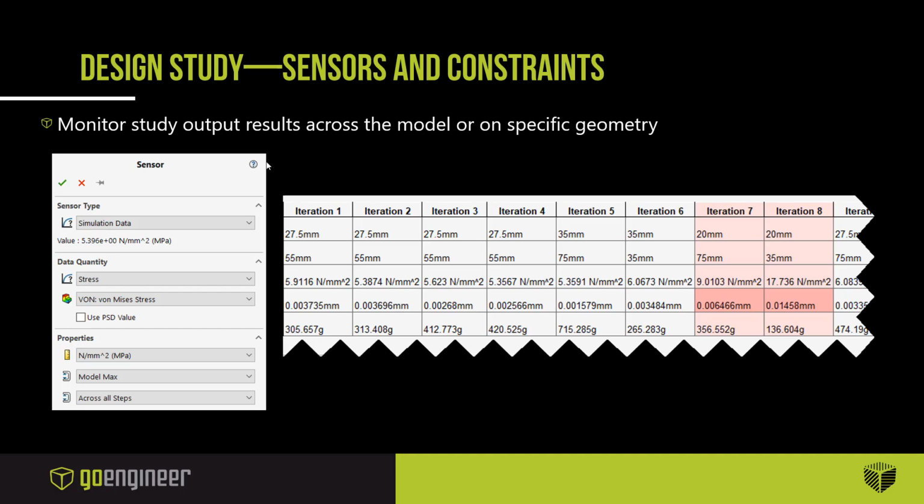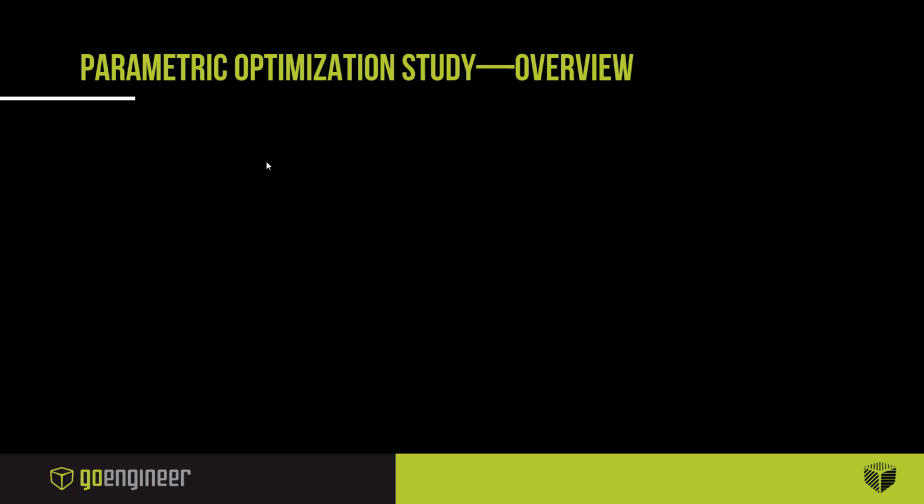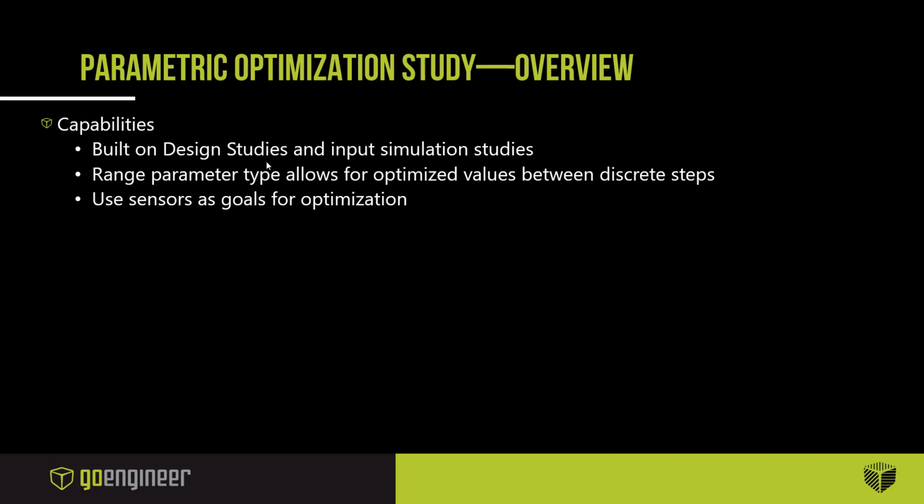Now, with the basics of a design study in mind, let's go ahead and talk about parametric optimization. And for those of you that have already had some experience with parametric optimization studies, spoiler alert, let's talk about our capabilities. It's actually built on a design study. It adds on top of what we already know and what we already do with a design study, with a few additional but very crucial features. So anything that a design study can do, a parametric optimization study can do as well.